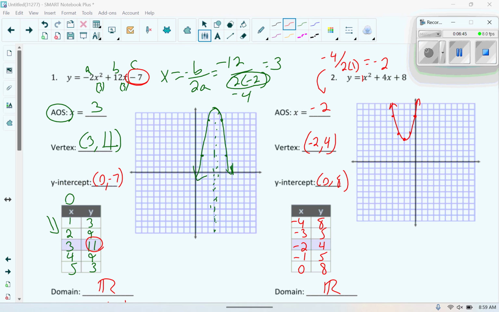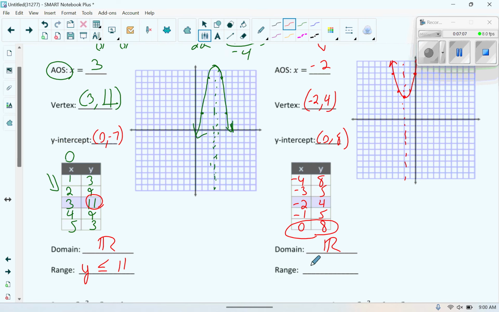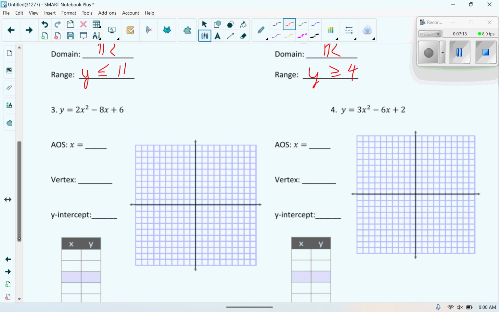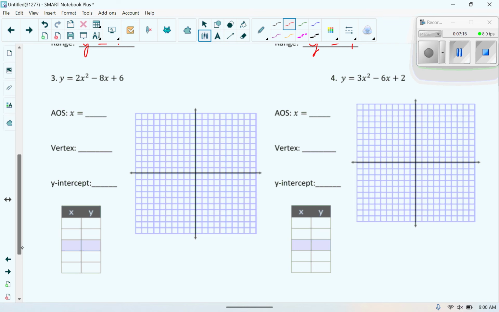Okay, so I believe I filled out everything. When I did the negative b over 2a, I got negative 2, and so that's going to be cutting my parabola in half. My vertex is negative 2, 4. My y-intercept, we're actually lucky because it showed up right here, but you can also see it right here. My domain is the set of all reals, and my range, since it's going up, is y is greater than or equal to 4. Okay, try to do these two on your own.